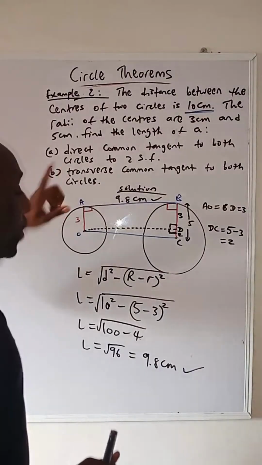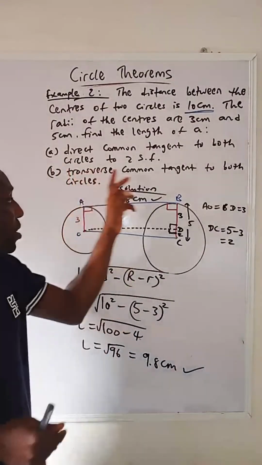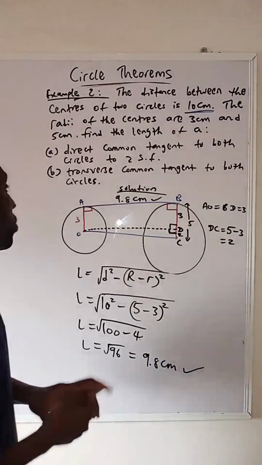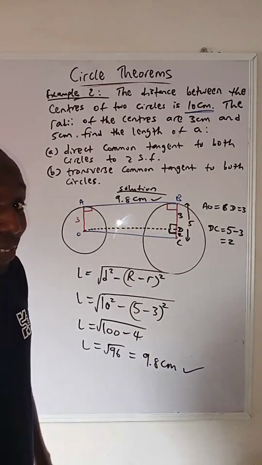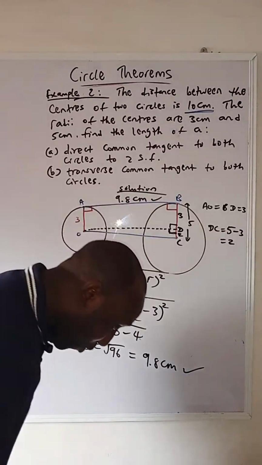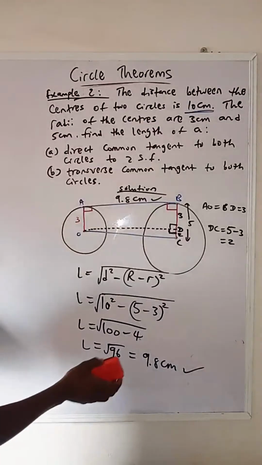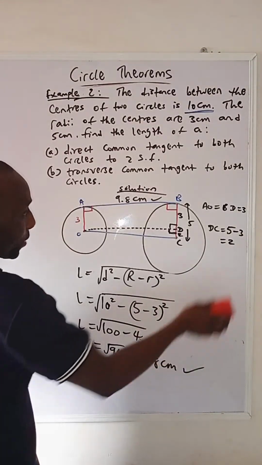I'm going to allow you to do the other one, the transverse common tangent to both circles. Let me give you the chance to do the second one, even though we have done it. But for those of you who want to try, I'm going to give you the chance to use the other method. Okay? So I have to clean this.